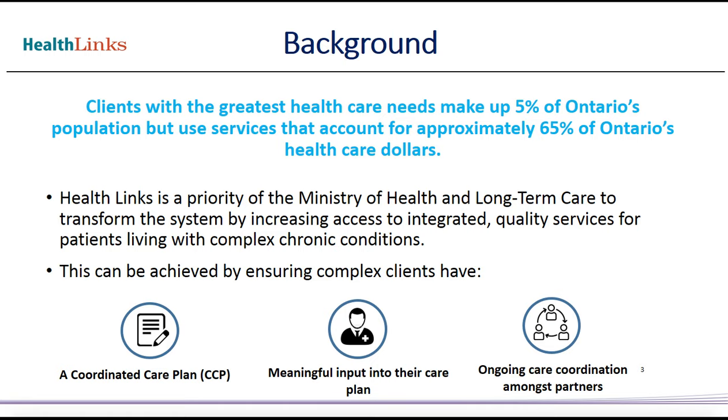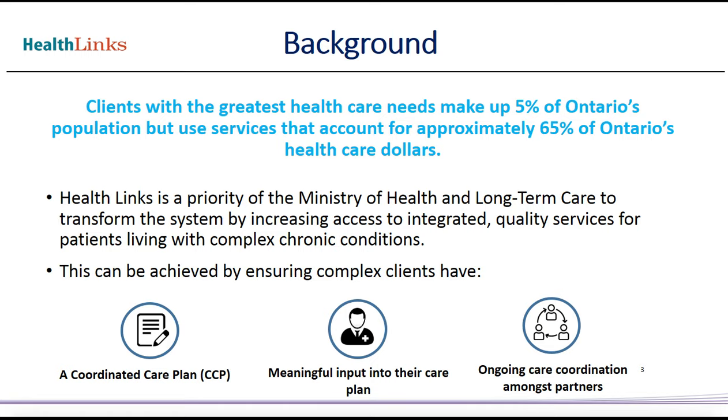Just to give you a little bit of background, approximately 5% of Ontario's population uses 65% of our healthcare resources in dollars. So this is a very small percentage for such a large chunk of healthcare spending. In more recent years, there has been a shift from a programmatic approach more so to integrating the model of care into existing operational and organizational processes, as well as agencies in the community. The goal of HealthLinks is really to transform the system by increasing access to integrated quality services for clients that do live with complex chronic conditions.